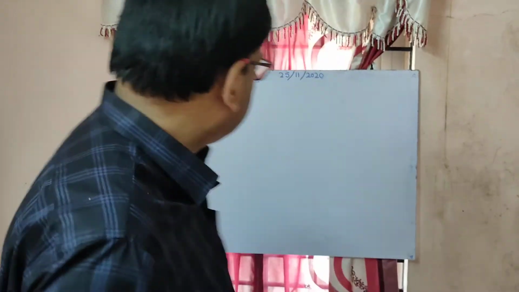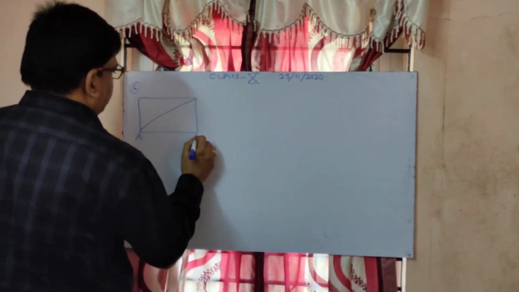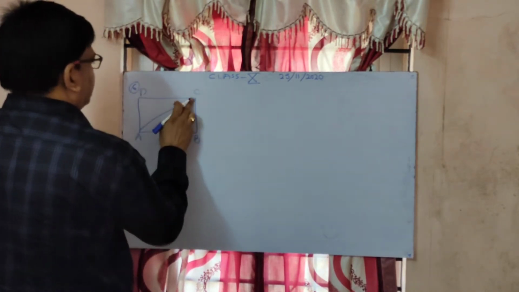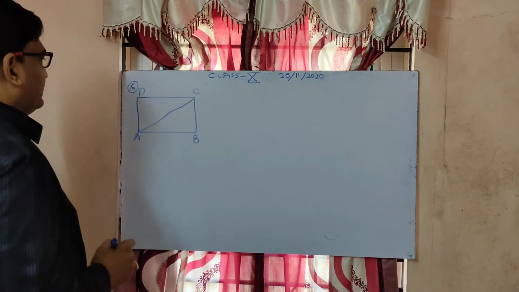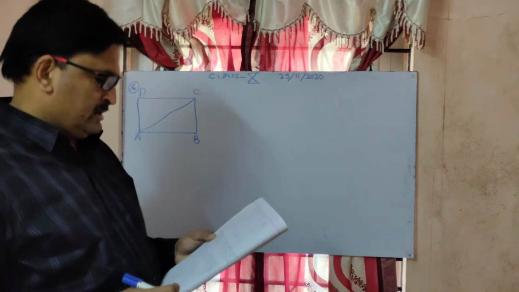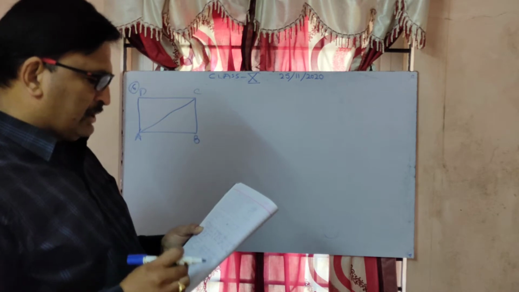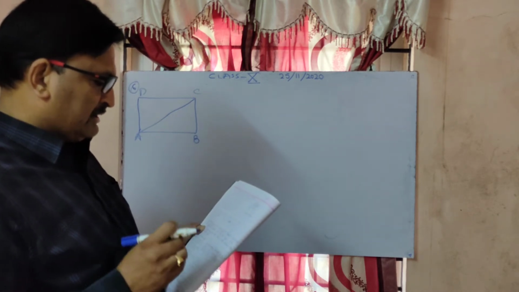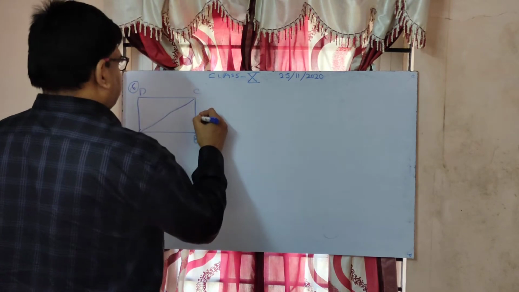Now, the diagonal of a rectangular field is 60 meters. The diagonal, so now they are talking about the diagonal. This is A, B, C, D. Now ABCD is a rectangle. The diagonal of the rectangular field is 60 meters more than the shorter side. So let the shorter side be this one, BC, isn't it?